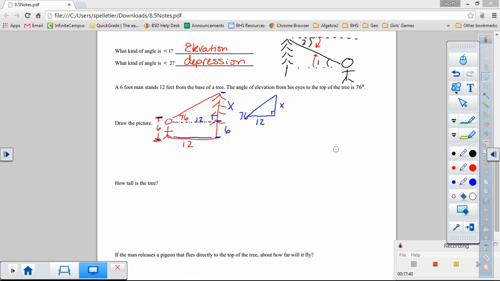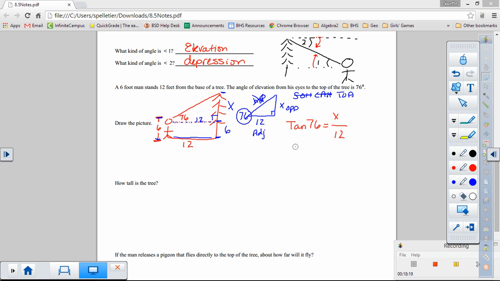So the question becomes, SOH, CAH, or TOA? So here's my angle, and this is going to be the opposite side from my angle, and this is going to be the adjacent side, and here's my hypotenuse. So I have no information on my hypotenuse, which makes it easy because I can cross out 2 of them, and I only have tangent as an option. So the tangent of 76 degrees, remember your angle always goes with the tangent. Tangent is opposite, x, over adjacent, 12.